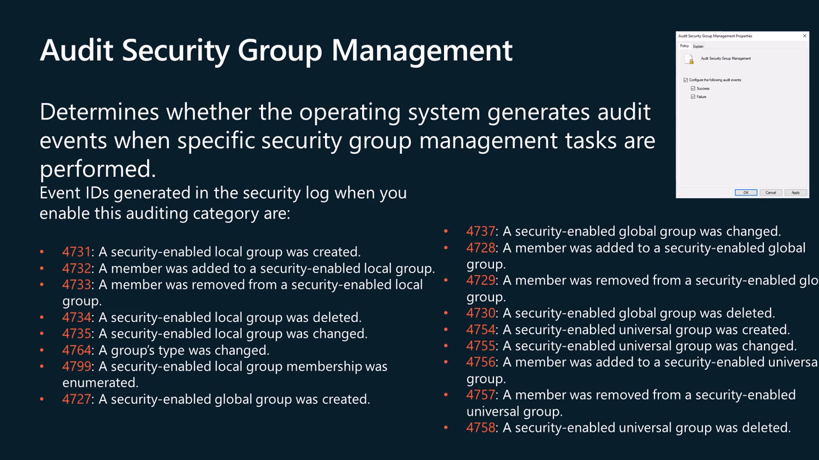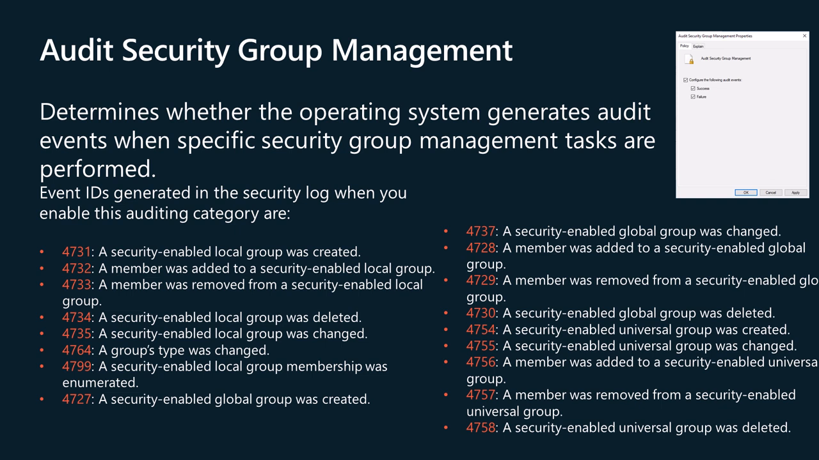Event IDs generated in the security log when you enable this auditing category are: 4731, a security-enabled local group was created. 4732, a member was added to a security-enabled local group. 4733, a member was removed from a security-enabled local group. 4734, a security-enabled local group was deleted. 4735, a security-enabled local group was changed. 4764, a group's type was changed. 4799, a security-enabled local group membership was enumerated.